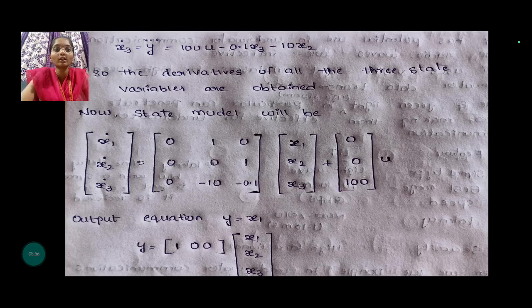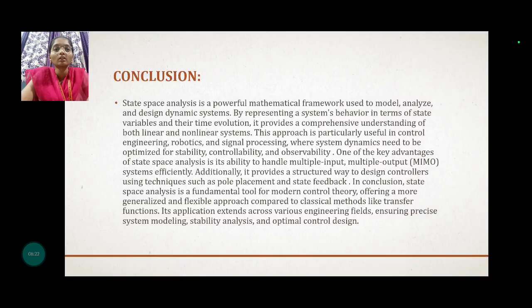Now the state model will be [x1 dot, x2 dot, x3 dot] is equal to [0 1 0; 0 0 1; 0 -10 -0.1] into [x1 x2 x3] plus [0 0 100] into u. The output equation is y is equal to x1, that is y is equal to [1 0 0] into [x1 x2 x3].